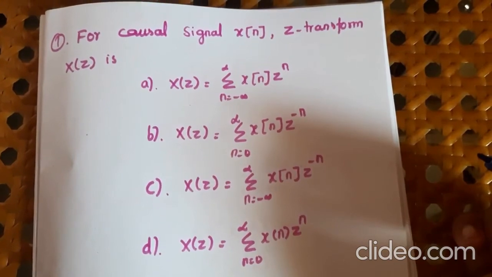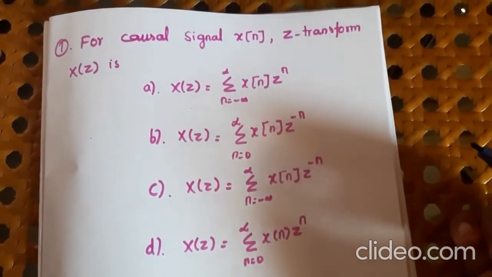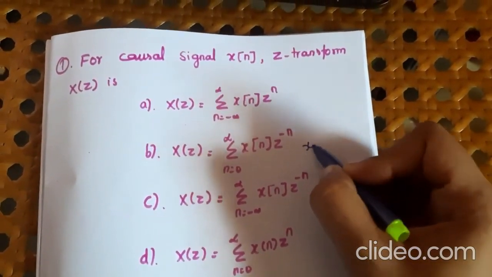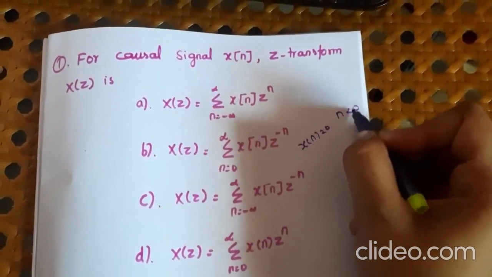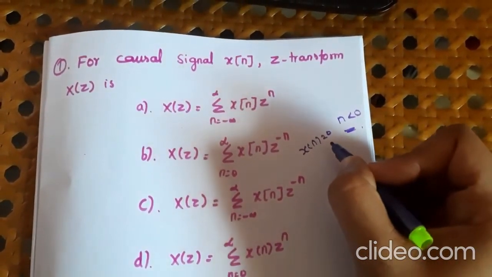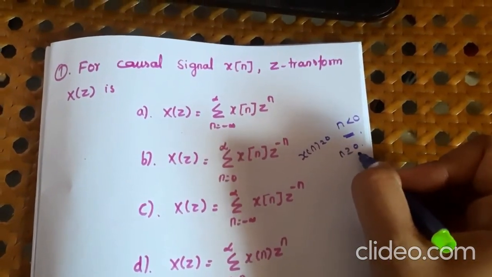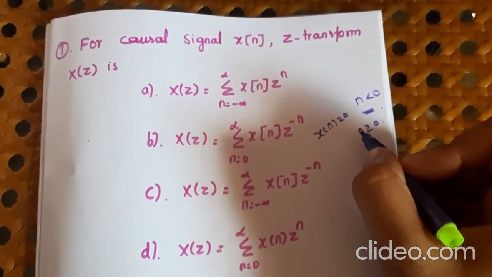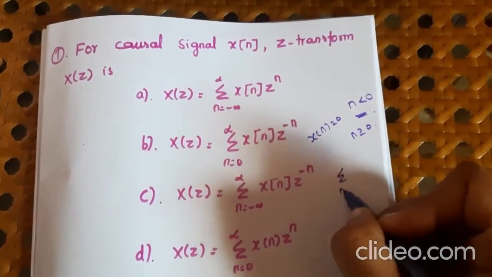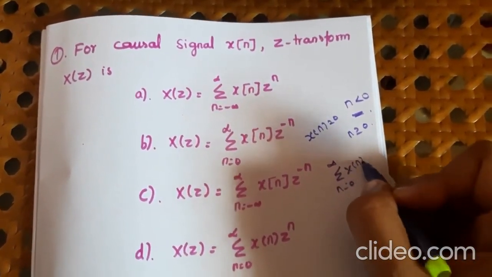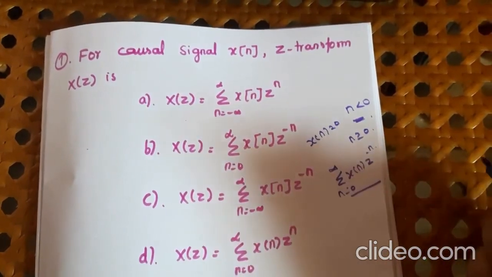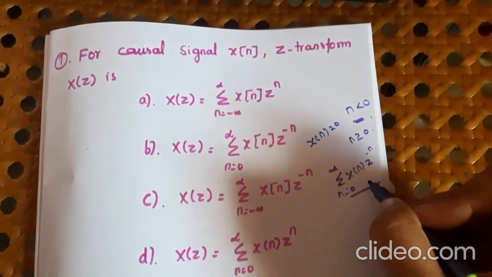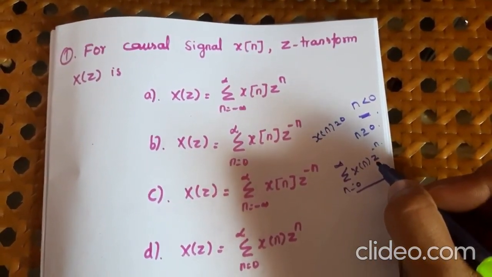First question, for a causal signal x of n, the z transform x of z is. For a causal signal, x of n is equal to 0 for n less than 0. We have the value when n is greater than or equal to 0. So the equation for the z transform x of z for a causal signal is equal to summation n equal to 0 to infinity x of n z power minus n. So this is the answer. So the answer here is B.